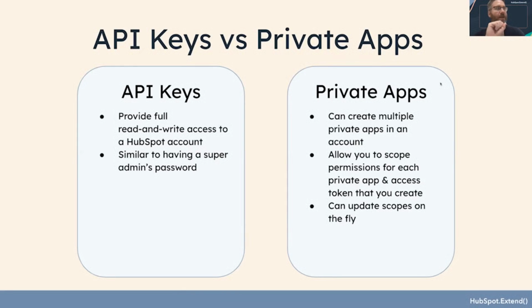And then private apps, you can create multiple of these in your account. You can scope your permissions, and you can also, which is a nice feature, when you create permissions for your private app, you can later change the scopes. So that's nice. It's not fixed once you create it. So that's API keys and private apps being a more secure way to authenticate with a single HubSpot account.